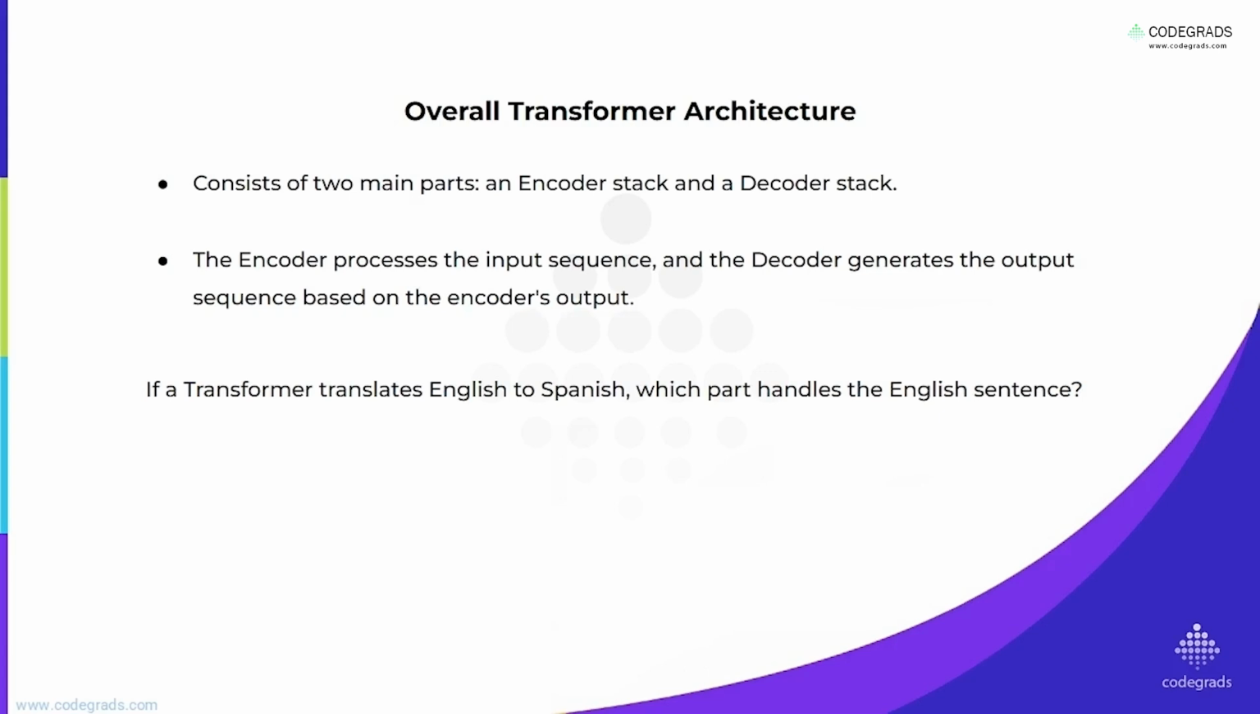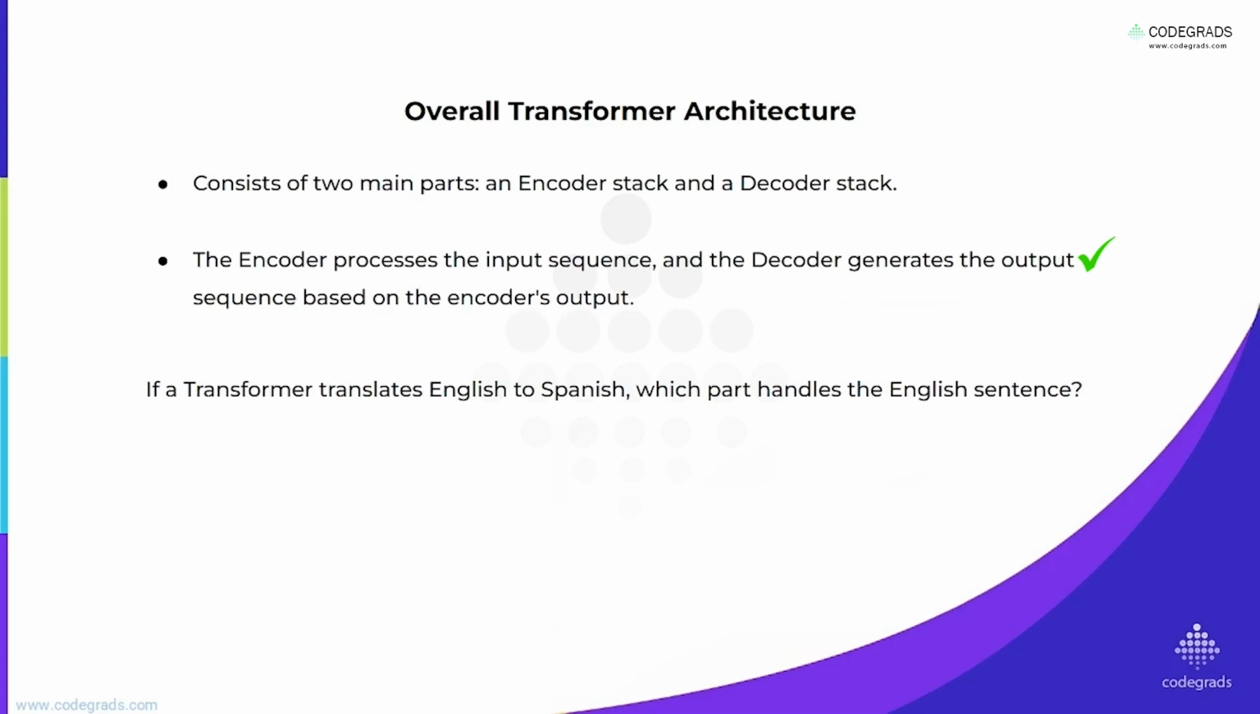Moving on, we have the overall transformer architecture. It consists of two main parts: the encoder stack and the decoder stack. The encoder processes the input sequence, and the decoder generates the output sequence based on the encoder output. You can consider it as the encoder doing the understanding part, while the decoder is the generating part. If I pass a sentence and want to get an output from it, first the encoder will understand the input we have passed, and the decoder will generate the output according to our question.